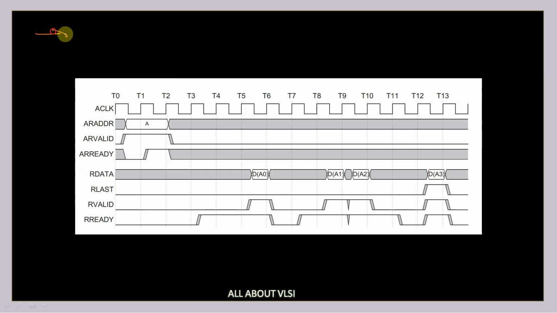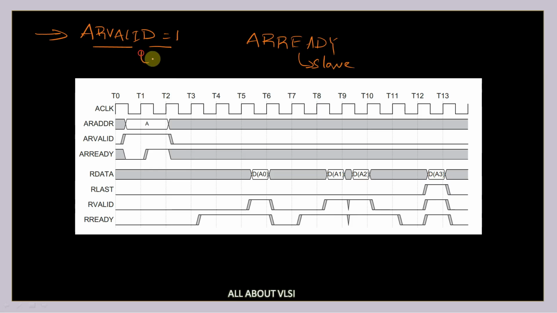In the case of your address channel, after providing your address information, the master is supposed to pass one signal which is known as AR valid. If this AR valid is equal to 1, that means the master has successfully sent a valid signal. Now, if the slave wants to respond, or acknowledge to the master that it is ready for the transaction and has successfully completed the transaction, it uses one more signal known as AR ready. This is given by our slave, and this is given by our master.